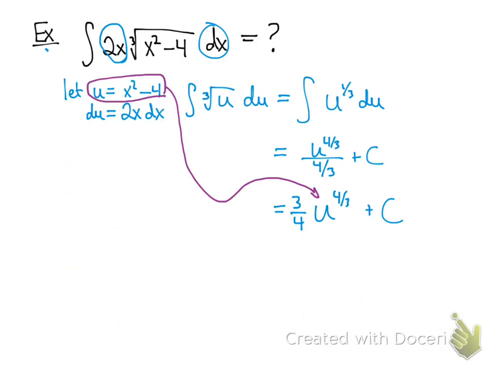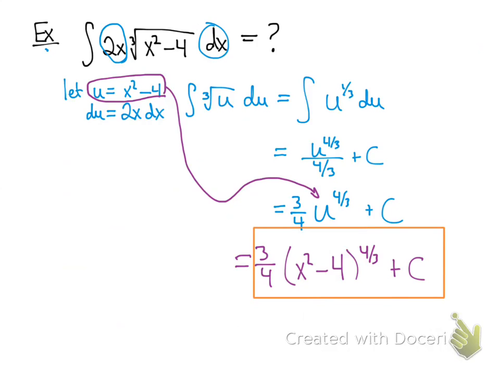And then because my original problem had x's in it, I don't want my answer to have this other variable in it. I want my answer to go back to being about x's. So I'll substitute in u equals x squared minus 4. So I have 3/4 times x squared minus 4 to the 4/3 plus a constant. And there is the answer. There is the indefinite integral, the antiderivative of what I started with.